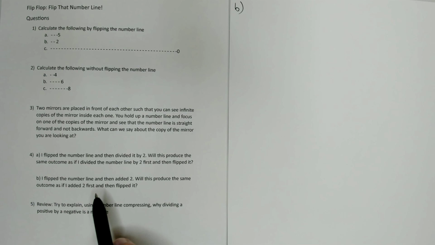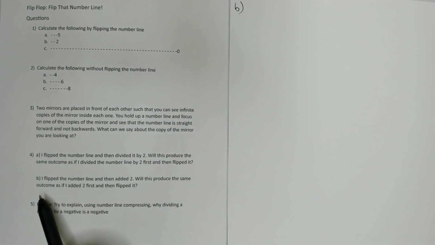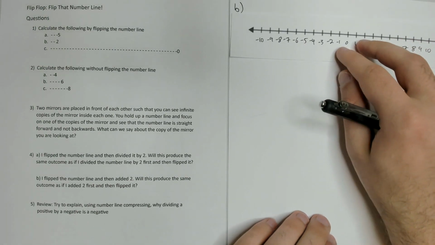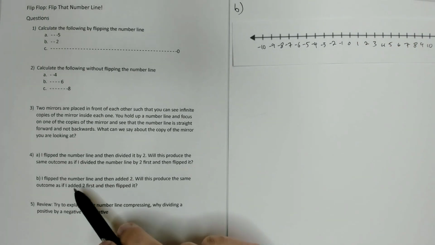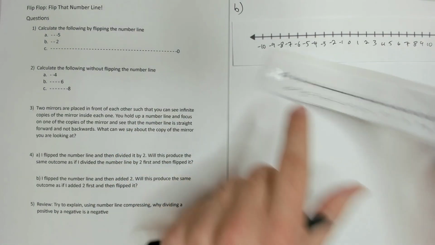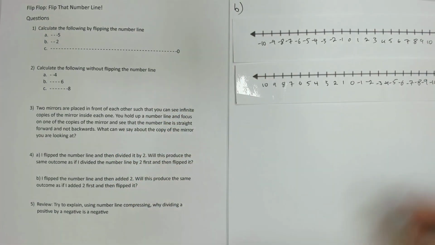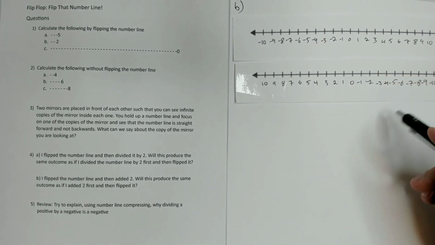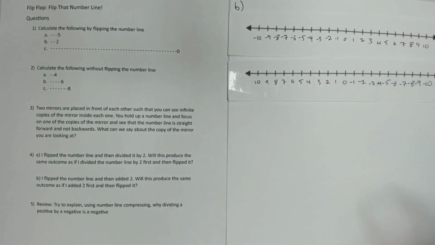So I flipped the number line and then added 2. Will this produce the same outcome as if I added 2 first and then flipped it? All right, so I have a number line here. And it says we flip it and then add 2. Okay, so we have our number line and we are flipping it. Right, so positives correspond with negatives, negatives correspond with positives, just as applying a negative does. And then we're going to be adding 2.